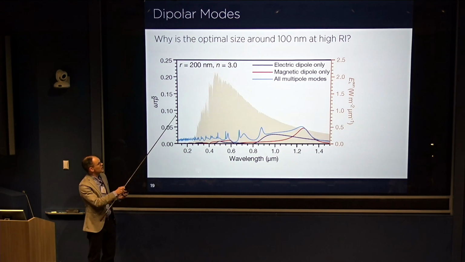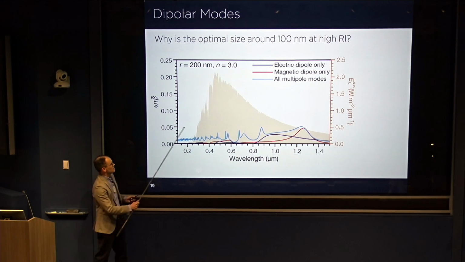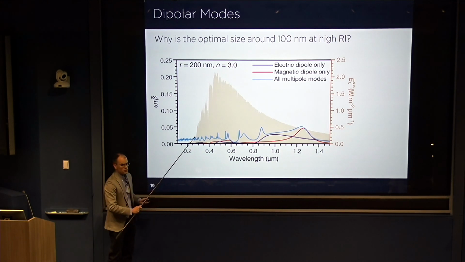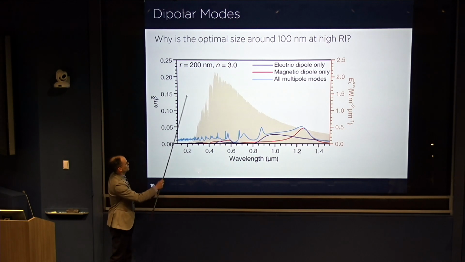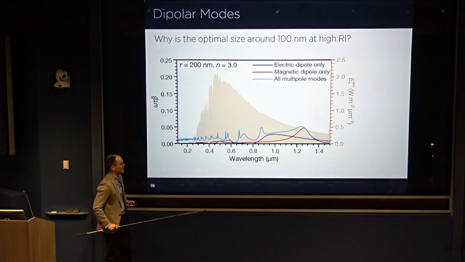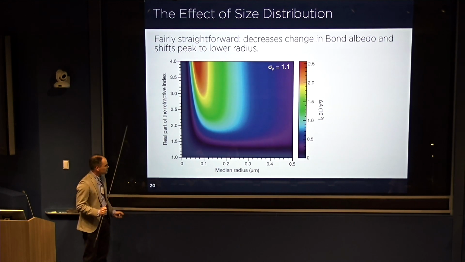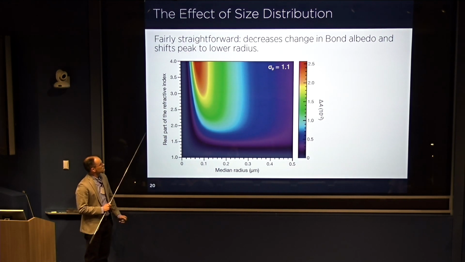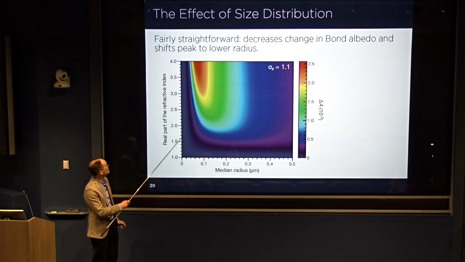You can play the same game with refractive index. Once you get the really high refractive indices, everything blue shifts. It's much less sensitive to changes in refractive index. So going to really, really high refractive index doesn't pull it back as much in that case. OK, so we can look at other things as we move away from this monodisperse aerosol. If we look at a size distribution, a very narrow size distribution, there's basically no change here in the delta A.